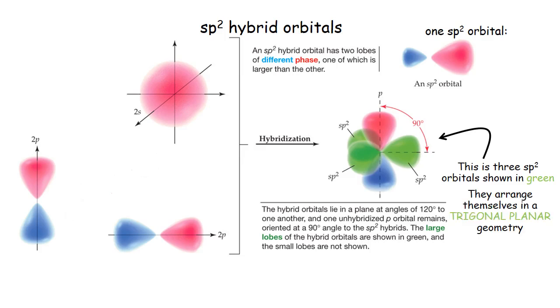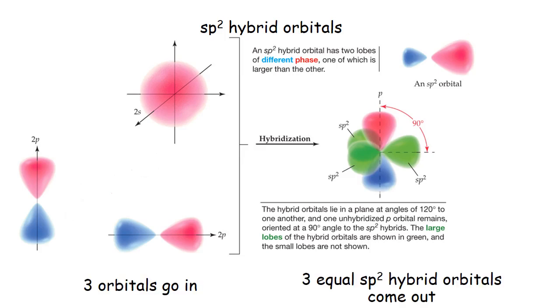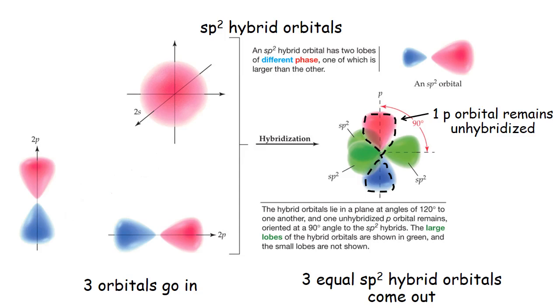The 3 that go in arrange themselves in a trigonal planar geometry. We're going to talk about that. But you can see the 3 hybrid orbitals are trigonal planar, and then the unhybridized p orbital is still remaining there. We're going to talk about that in a minute. So 3 unequal atomic orbitals go in, 3 equal sp2 hybrid orbitals come out. Those are shown in green. And then the single p orbital that remained unhybridized is still shown there, in red and blue. I've highlighted that so you can see it, and that's going to be important for the bonding that we're going to look at in just a minute.